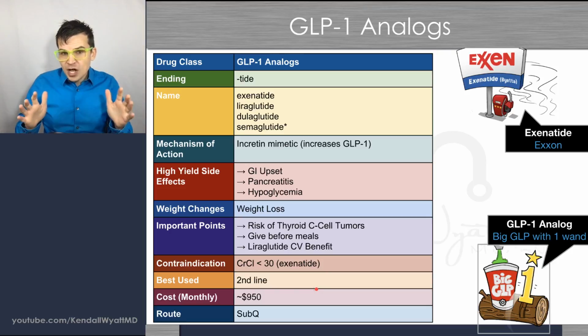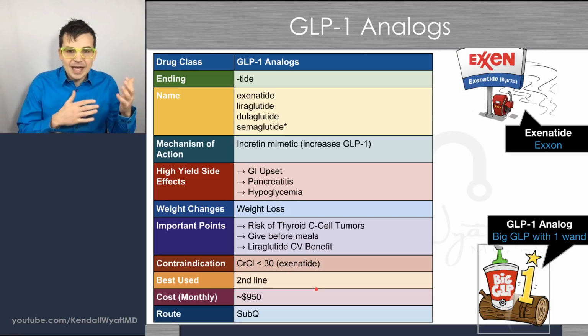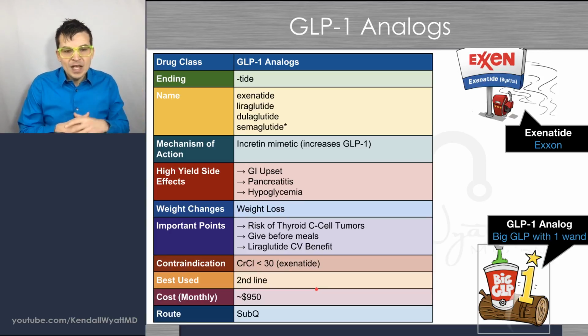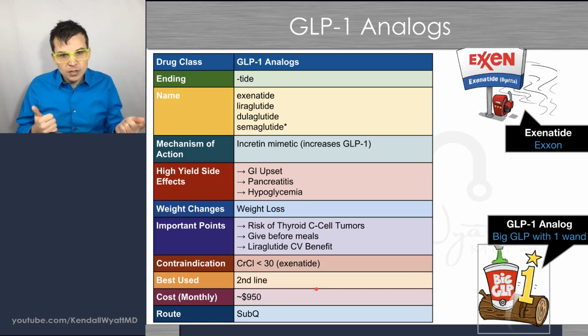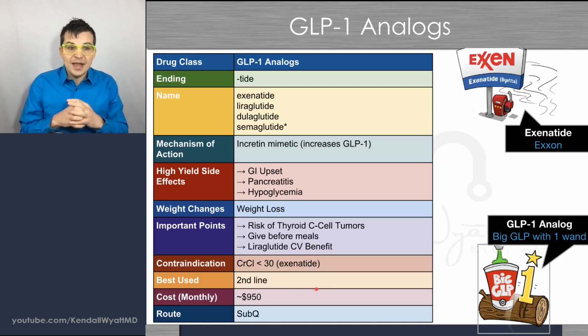So you can remember the GLP-1 analogs with the ending tide. Now, tide, you can remember that inside of diabetic drugs to help you remember all the diabetic drugs because there's a lot of the medicines there, right? Exenatide, liraglutide, dulaglutide, and my little asterisk friend, semaglutide, which is a new one that's in phase 3 trials coming out. Talk about that in a second.